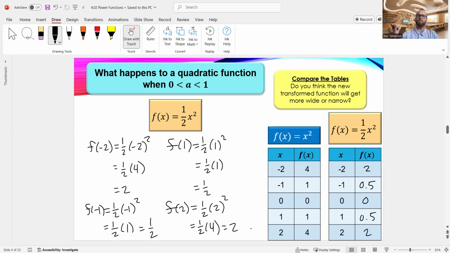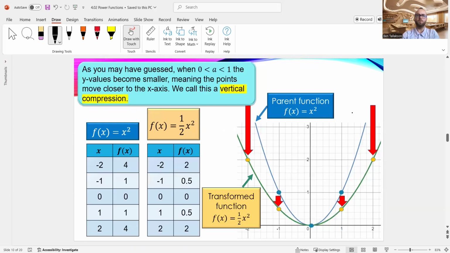Okay, what do you think will happen to the graph now compared to, again, the parent function, what we started with? Well, as many of you may have guessed, when a is between 0 and 1, specifically that small window of numbers, the y values become smaller, right? Because you're multiplying them by a fraction of 1, meaning the exact opposite happens from before. All the points you can see with the red arrows, they get closer to the x-axis. We call this a vertical compression. It's like you're squeezing it down.